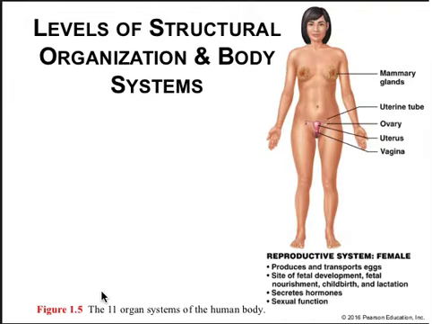The female reproductive system is the female counterpart to the male. It produces and transports eggs, but it's also the site of fetal development, nourishment, childbirth, and lactation. So it does a lot more than the male reproductive system. It secretes hormones, and it also maintains sexual function, right? So it controls the rate of gametogenesis. It controls female secondary sex characteristics such as body shape, the production of breast tissue, and also the maintenance of libido.